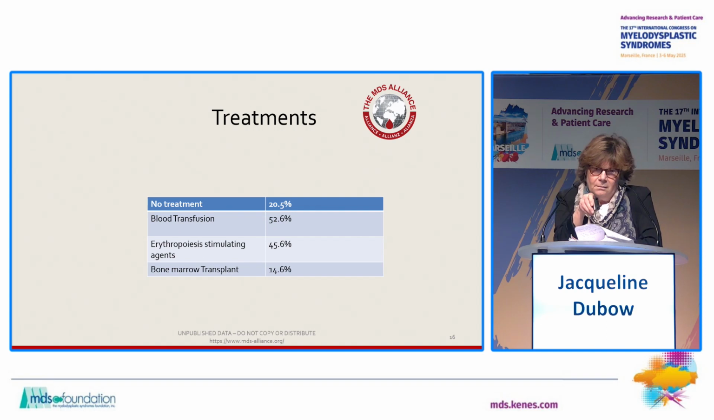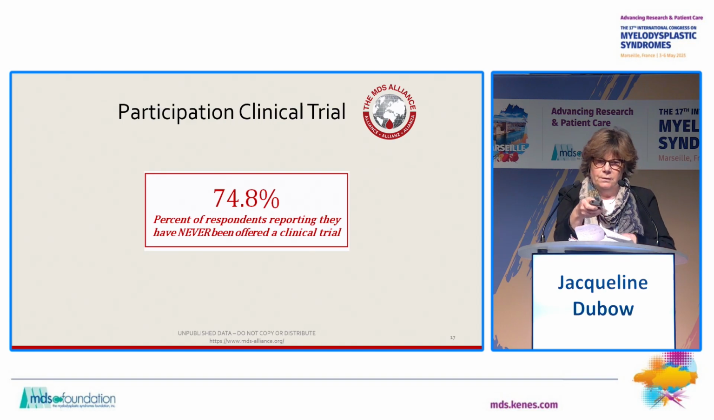Treatments. 20% don't have any treatment. 52% are receiving blood transfusions. 45% are on EPO. And close to 15% have received a bone marrow transplant. So most of the respondents were in the low risk group.